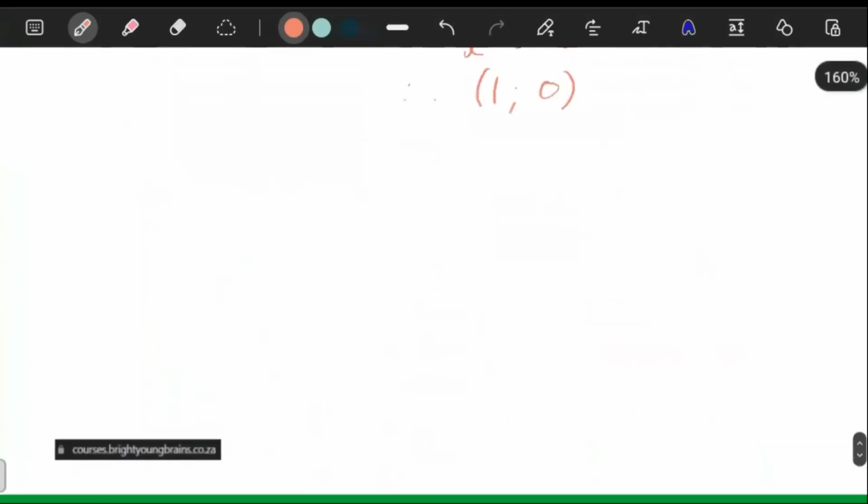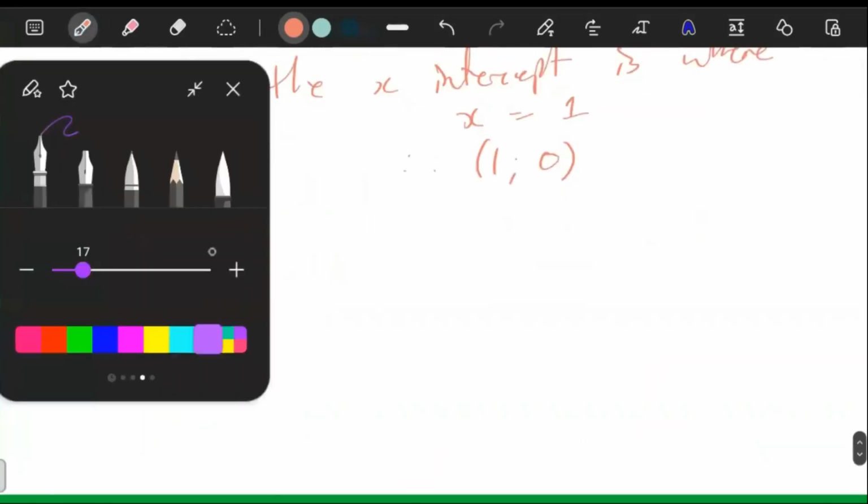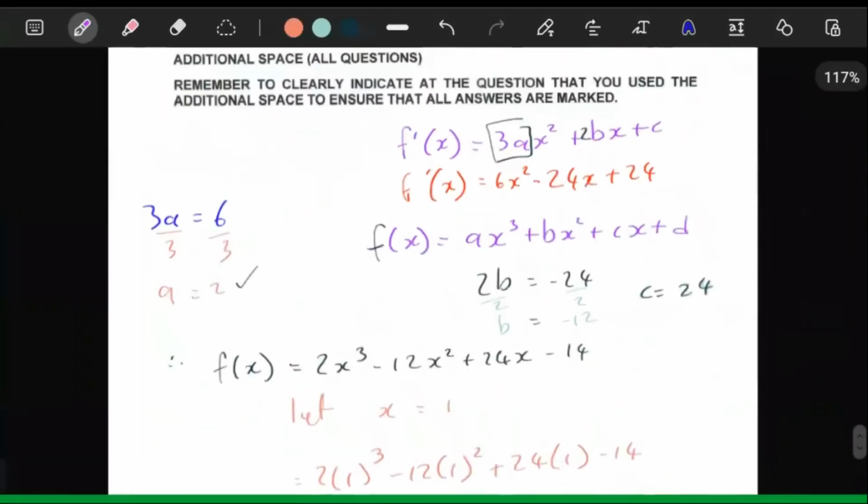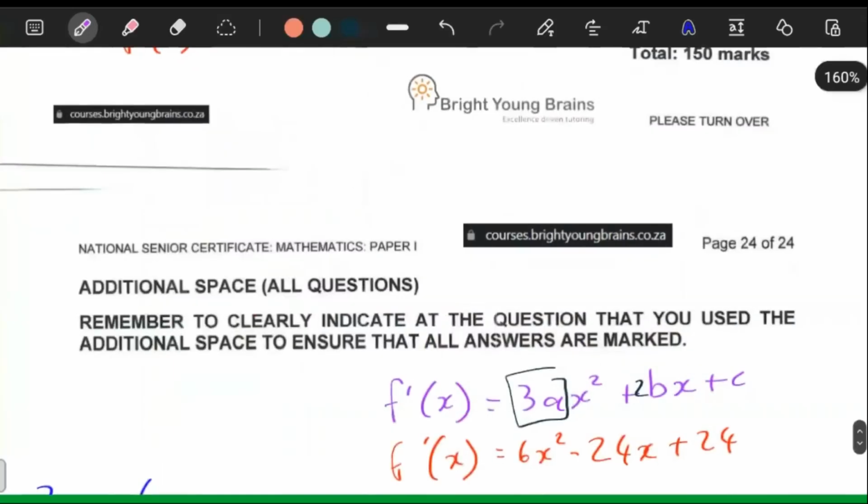This paper was quite interesting. Obviously, as you can see, section B in your IEB papers, that's where it goes down. But this was a good paper.